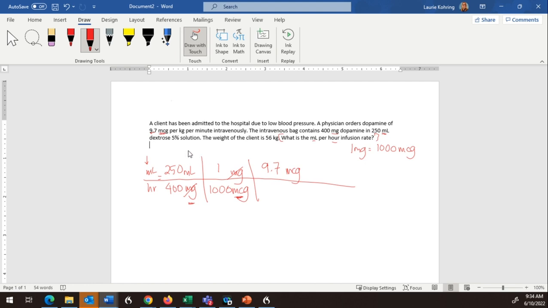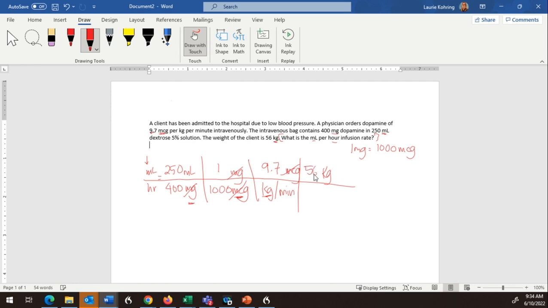And next is looking for what it's married to or tied to in the question. So it looks like 9.7 micrograms per kilo per minute. So we're going to have kilo per minute down here. All right, so that cancels micrograms. Next, I need to get rid of kilograms. So I'm going to put that up here. Again, look for it in the question. I see it right there.